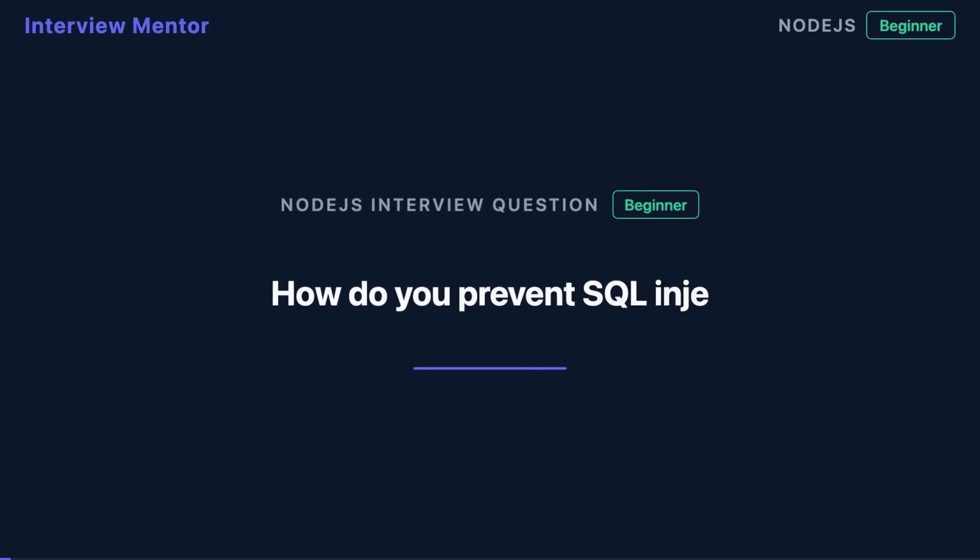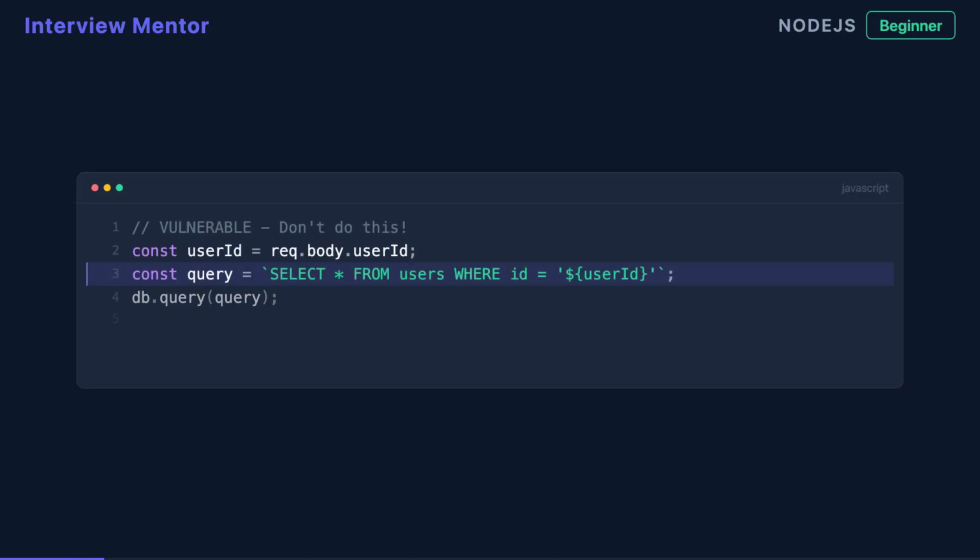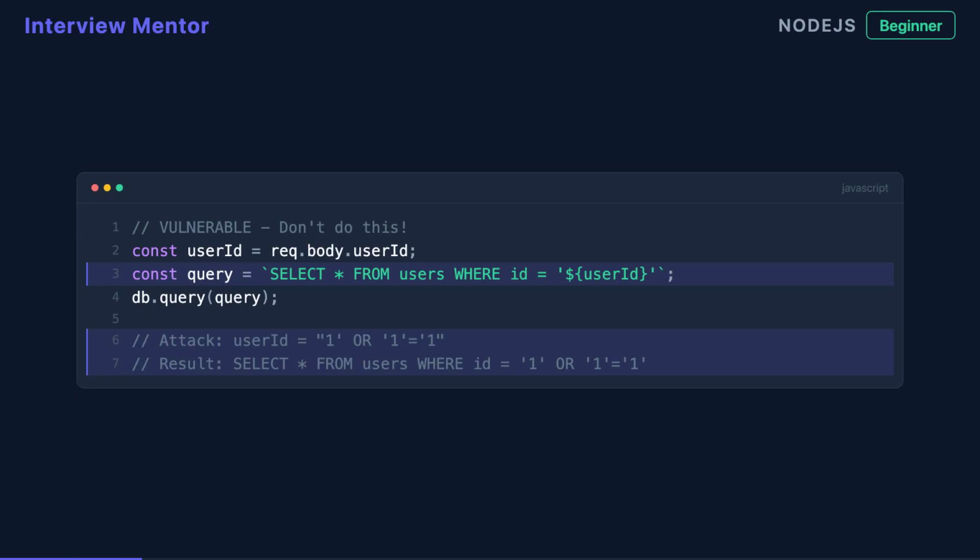SQL injection is the #1 web application vulnerability. One small mistake in your Node.js code can expose your entire database to attackers. So how do you prevent it? First, understand the danger. When you concatenate user input directly into SQL queries, attackers can inject malicious SQL commands.